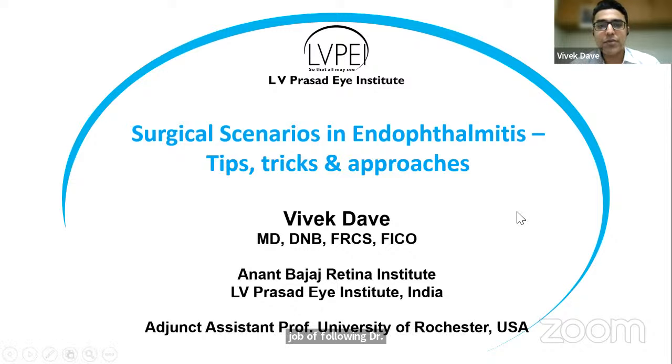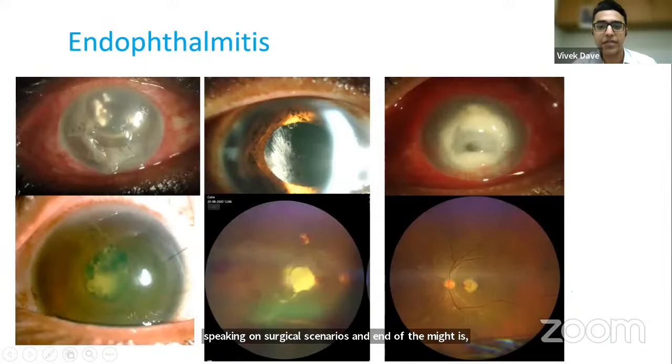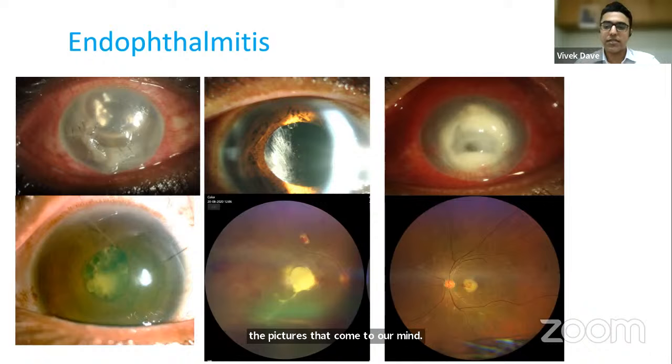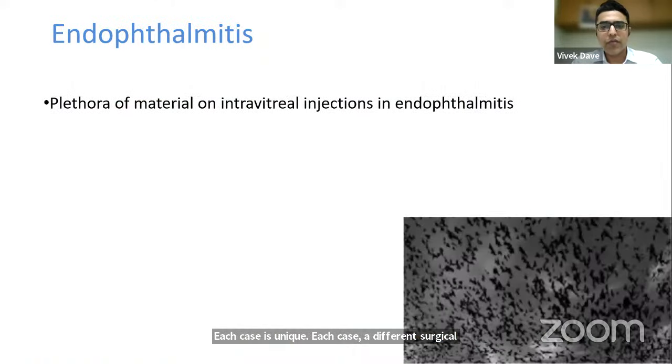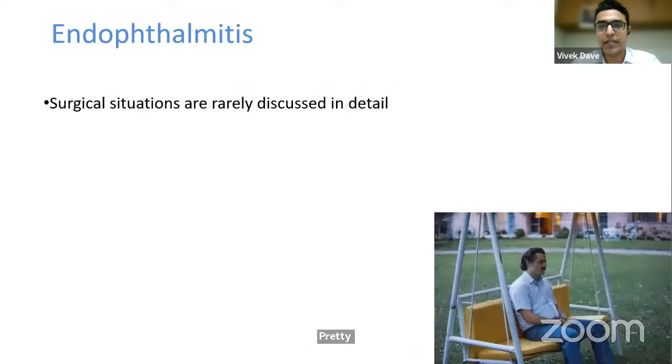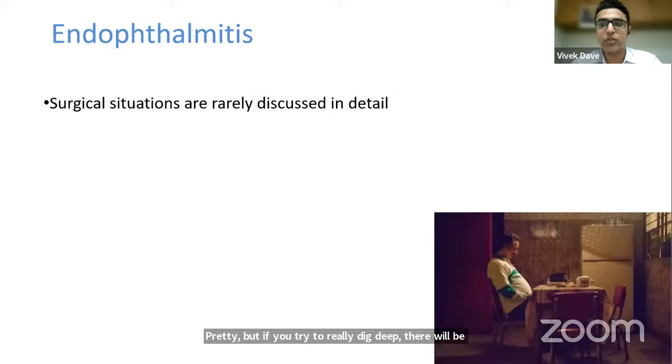Let me try. So I'll be speaking on surgical scenarios in endophthalmitis, some tips, some tricks, and approaches for different elements of surgery in endophthalmitis. So when we say endophthalmitis, these are often the pictures that come to our mind. Each case is unique. Each case requires a different surgical approach to have an optimum outcome. If you look at literature, you see there's a plethora of material on intravitreal injections in endophthalmitis. Which thing you inject, what is the concentration, what is the latest antibiotic, what is the resistance pattern. But if you try to really dig deep, there will be hardly anything which will tell you how you approach these situations surgically.